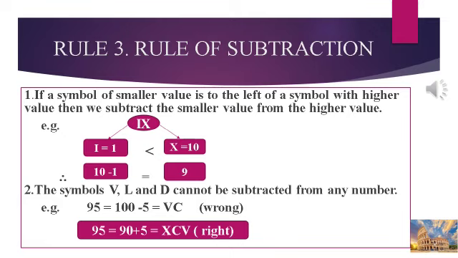Rule 2. The symbols V, L and D cannot be subtracted from any number. For example, let us consider the number 95, which we cannot write as 100 minus 5, which is equal to VC. It's wrong. But we can write 95 as 90 plus 5 equals XCV.